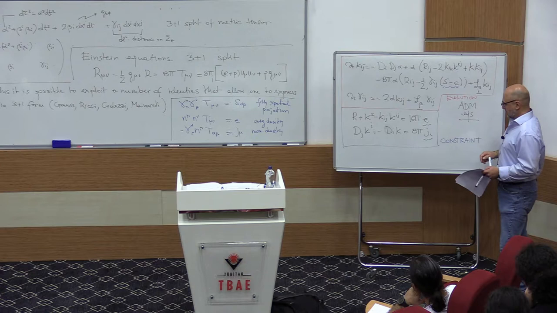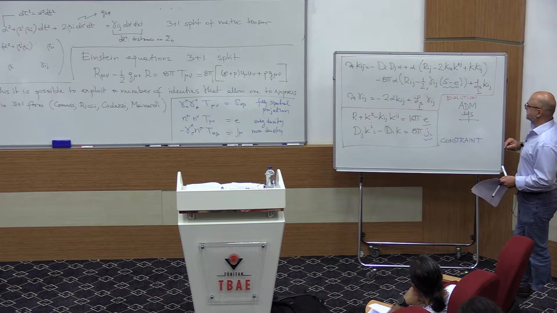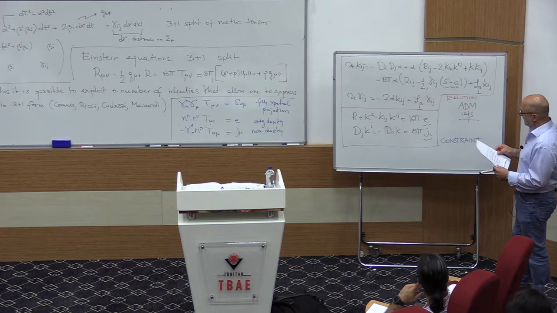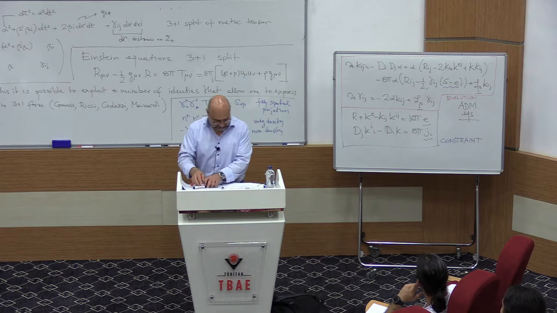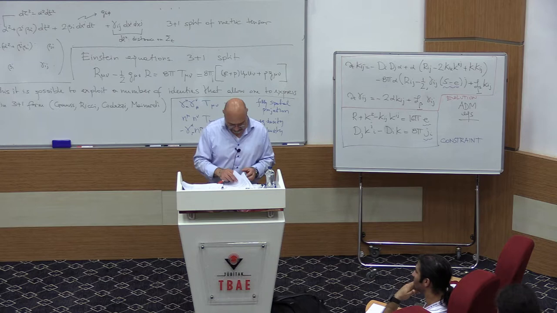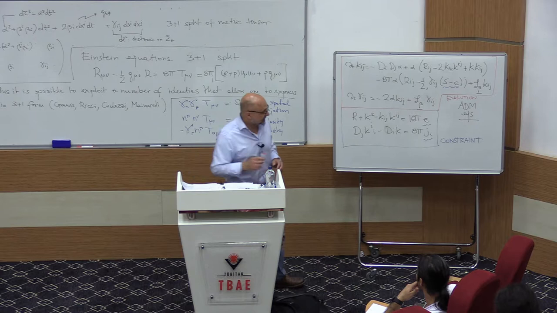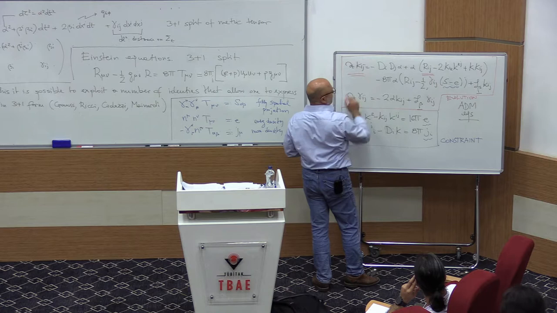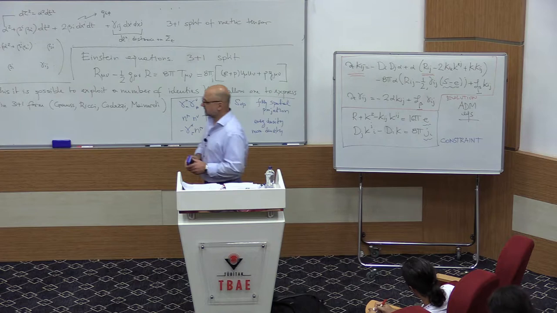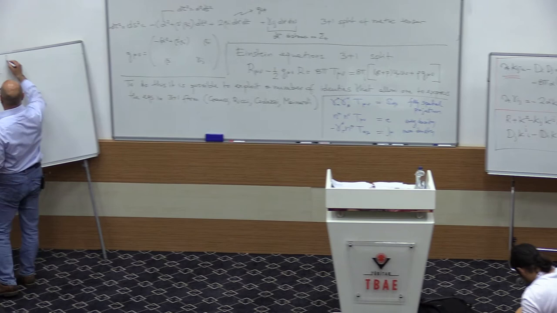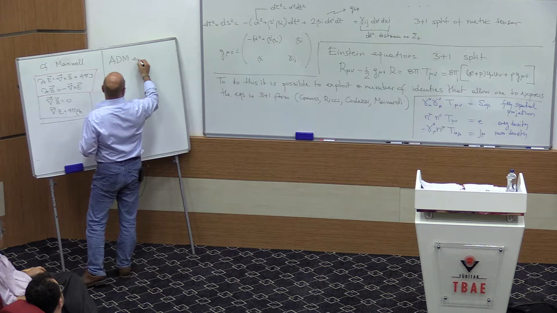What else can you learn from this is that there are terms in these equations which are particularly offending. So this term over here, this term over here, and this term over here, together, make the system weakly hyperbolic. So, ADM equations are weakly hyperbolic.